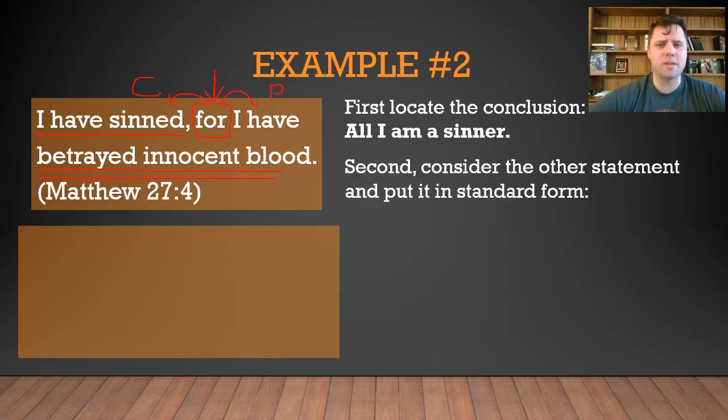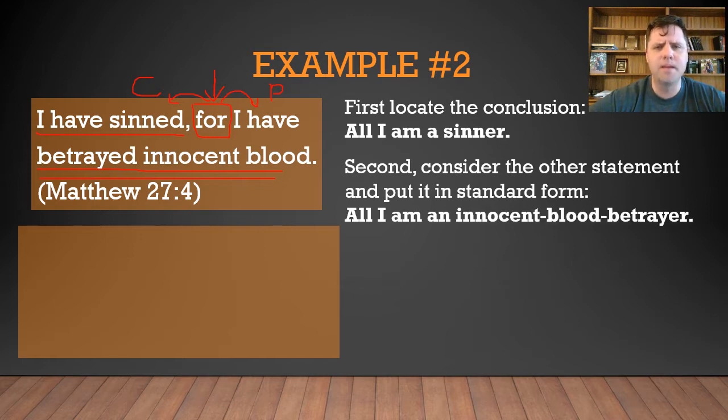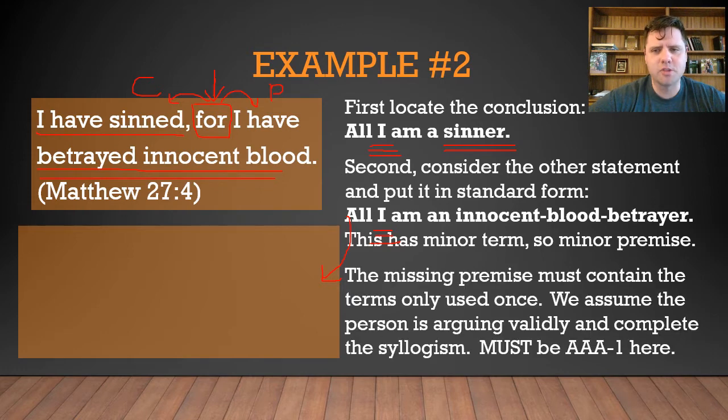And then we consider the other statement and put it in standard form. So I have betrayed innocent blood must become all I am an innocent blood betrayer. All right. Now, we look again at the conclusion. Notice here, sinner would be the major term. I would be the minor term. Note here, in this premise, we have the I, which means that this must be the minor premise, which means it happens second when we write it in the syllogism, and the conclusion always happens last. So this is a minor term, so it's a minor premise.